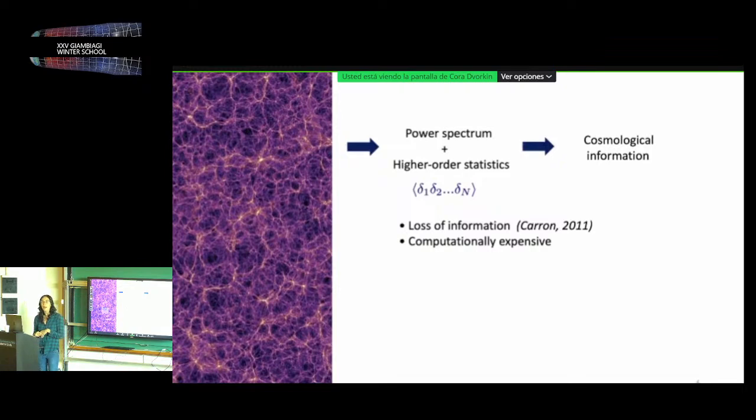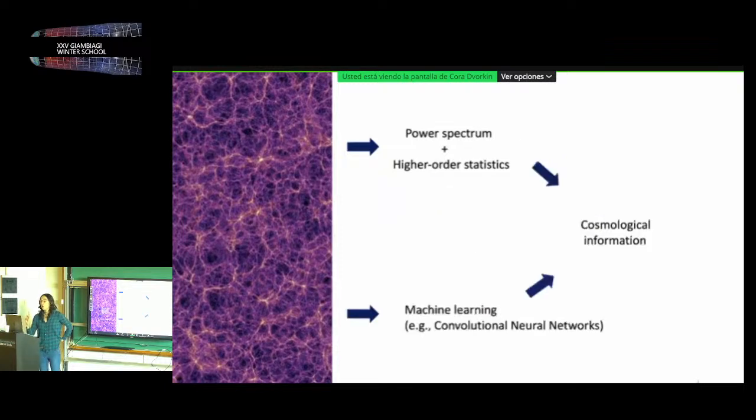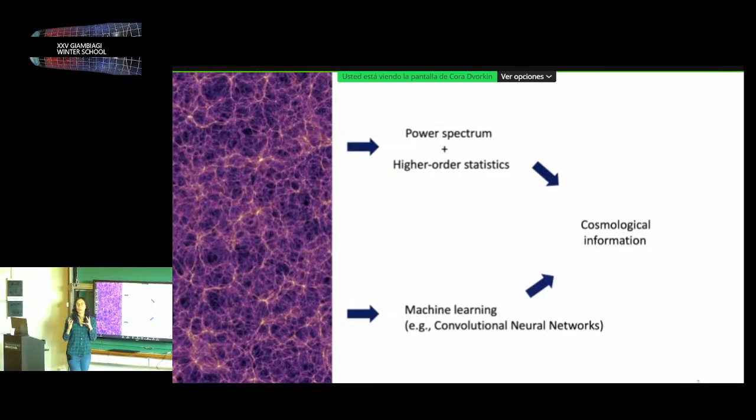There is a reason why there are a lot more works on the power spectrum than on the bispectrum or the trispectrum on real data, okay? It becomes computationally infeasible. On the other hand, in recent years, there has been an increased use of machine learning techniques. For example, convolutional neural networks.